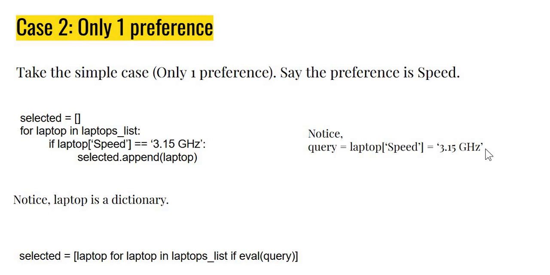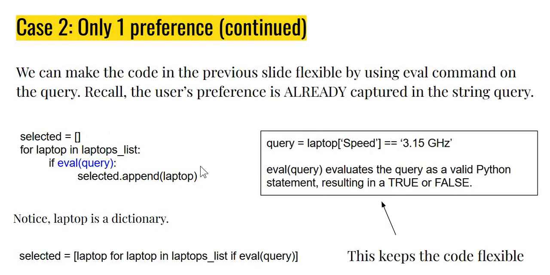Now, this is quite powerful because remember, once the user's preference has been put inside this query, which is a string, I can use the eval command to do this. I will do it something like this: selected is an empty list, for laptop in laptops list, if eval query, well, then that laptop is to be selected.